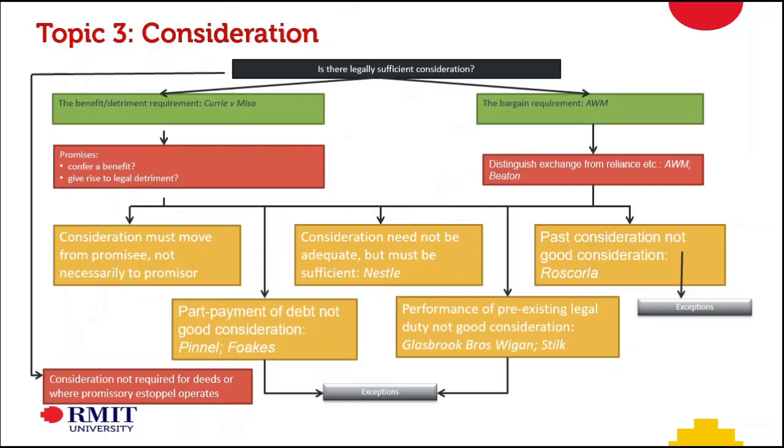Consideration needs to move from the promisee. The person who is receiving the benefit of a promise under a contract needs to give something in exchange for that promise that they're receiving under the contract. So consideration is the price for the promise. It is almost always another promise. It's almost always corresponding promises.